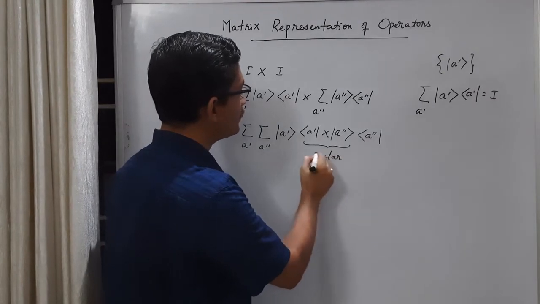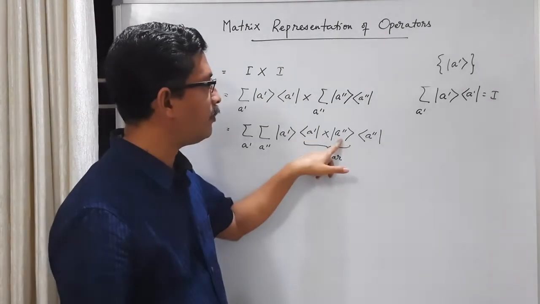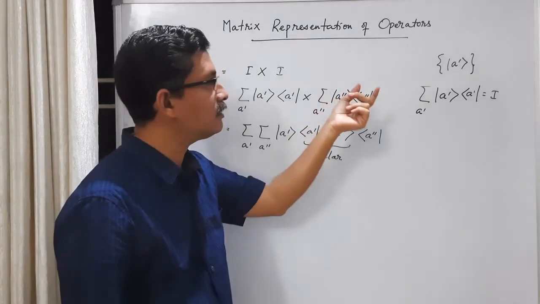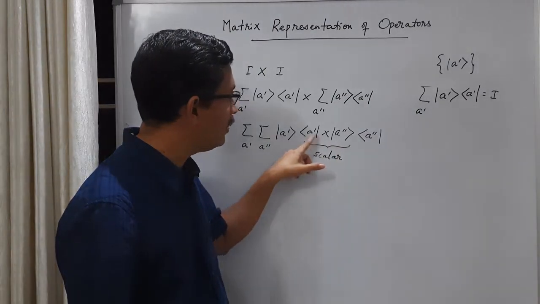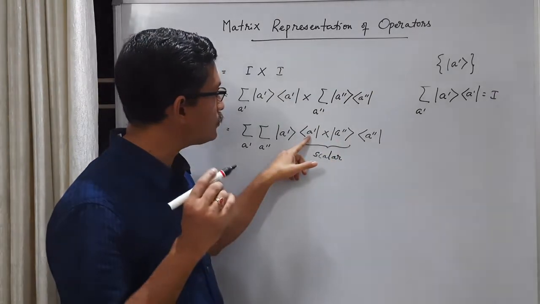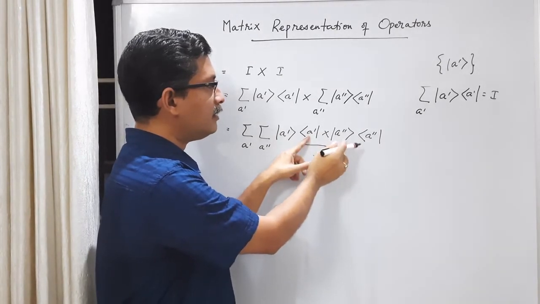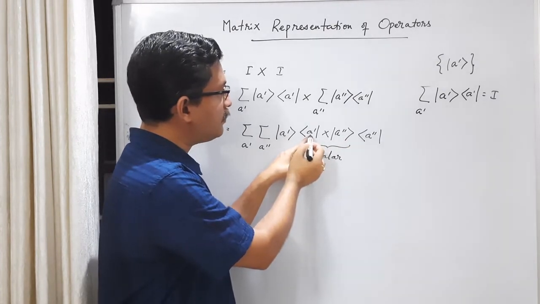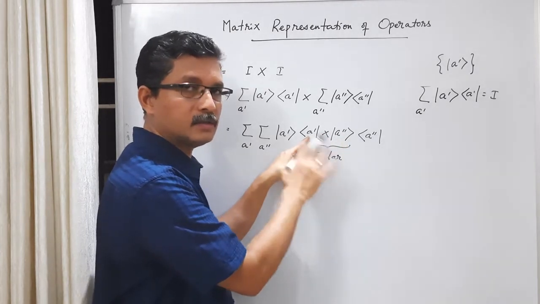And how many such scalars are there? A prime is the base vector, A double prime is also a base vector. Only two different notations are used. How many base vectors are there? We are in an n-dimensional vector space, so n base vectors. But these notations are independent of each other. That means if you choose the first base vector here, then on the ket side the base vector can vary from 1 to n. So for the first base vector, bra vector 1, you can have ket 1, ket 2, ket 3, up to ket n. So there are n terms.